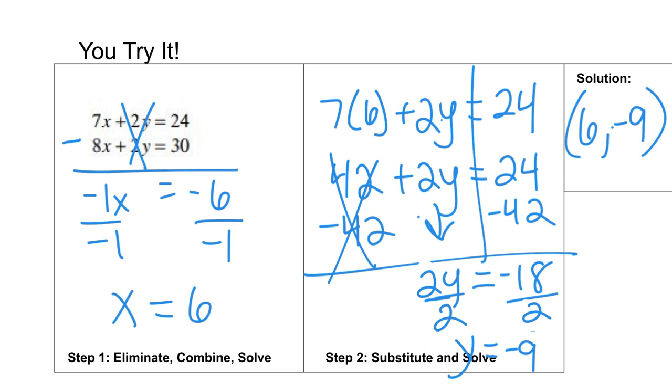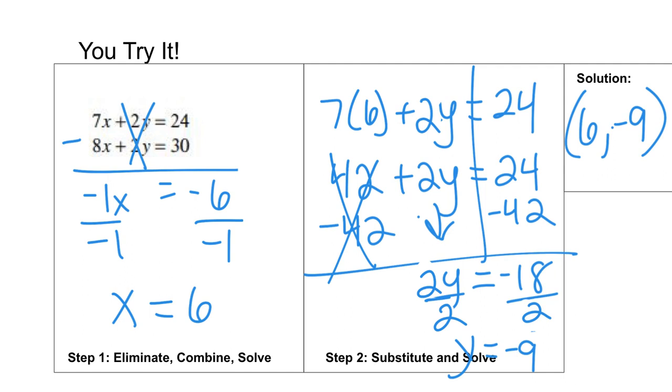On the second one, you should have gotten 6, negative 9. And again, that comes from over here. I noticed that my y values were exactly the same. So when they're the same, we subtract. And so I did 7 minus 8 to get negative 1, and I did 24 minus 30 to get negative 6, divided by negative 1 and got 6. And then I substituted that back in for the x in the original top equation and solved that equation to get the value for y, which came out to be negative 9.